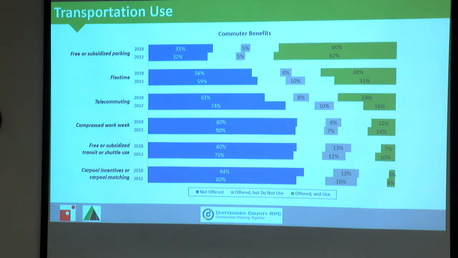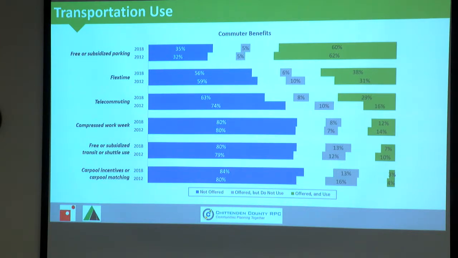That's up from 26% in 2012. And not only the 37% of people who work in a place that offers telecommuting, you've got 29% of people who take advantage of telecommuting. So they telecommute some amount. Again, that could be once a month, that could be 5 days a week. But the 29%, again, is up from 16% in 2012.